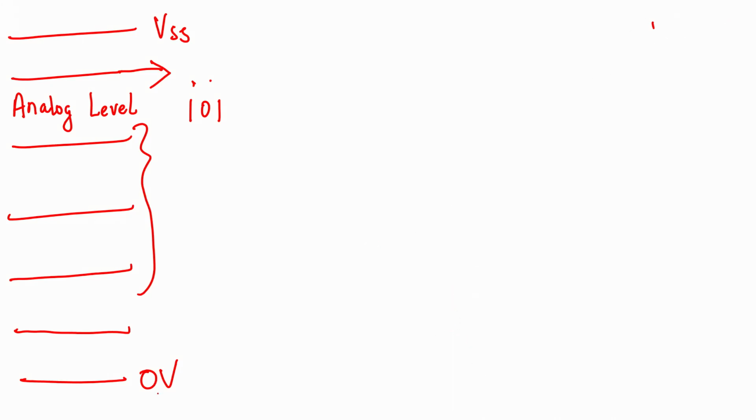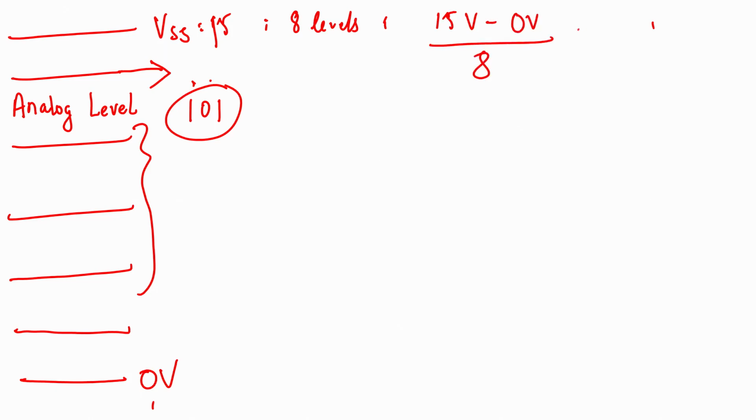So what this means is that we have 0 to, let us say, 15 volt. Let us stick with 3 bits now. That means we will have 8 levels, right, as we discussed. So that means 15 volt minus 0 volt by 8. So 15 by 8 roughly comes to around 1.98 volt, roughly. I have not calculated, I am just telling you.